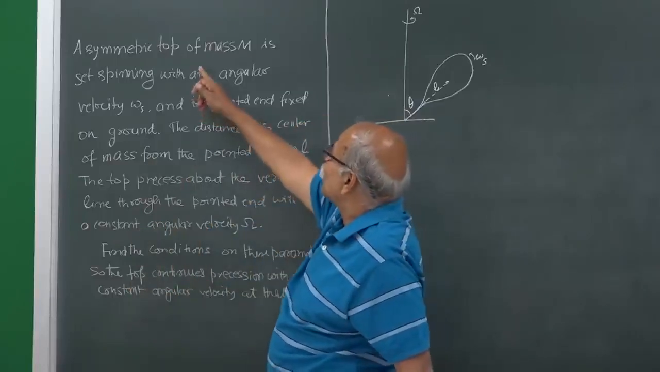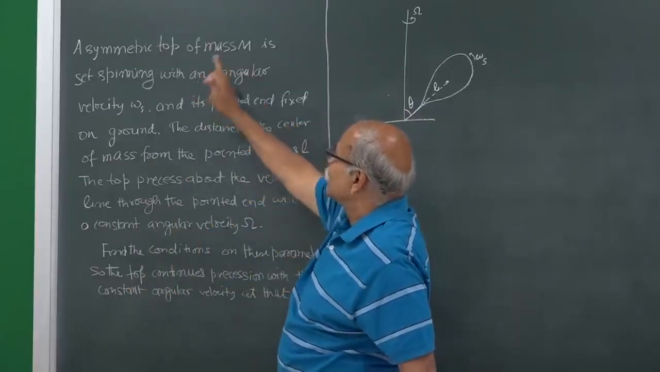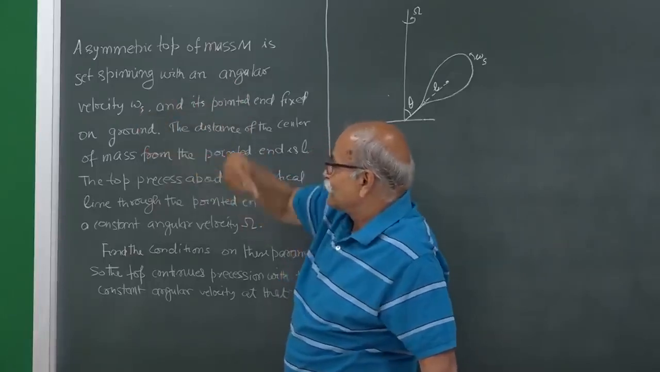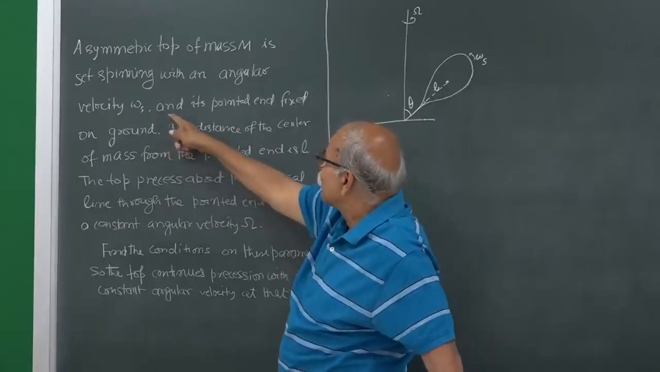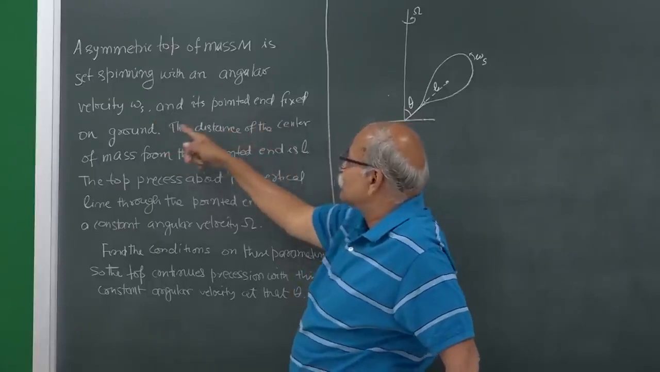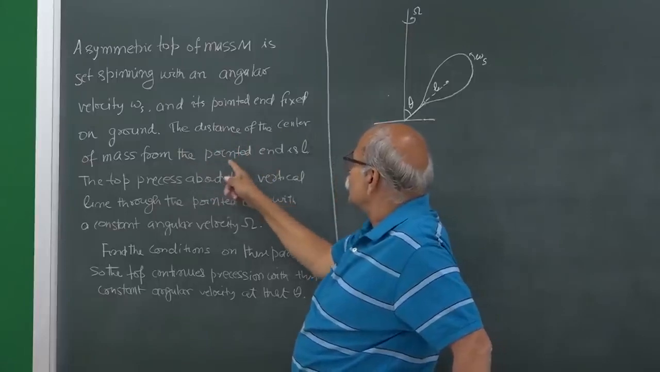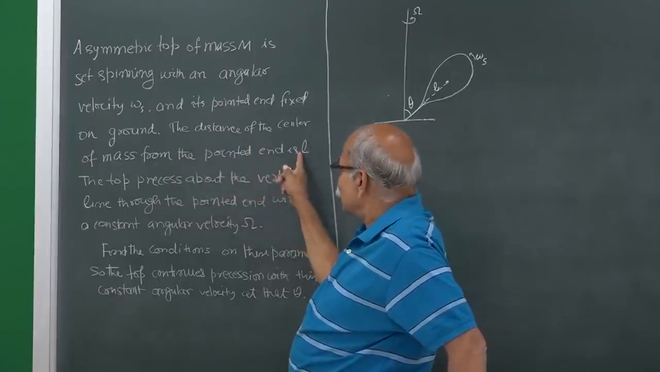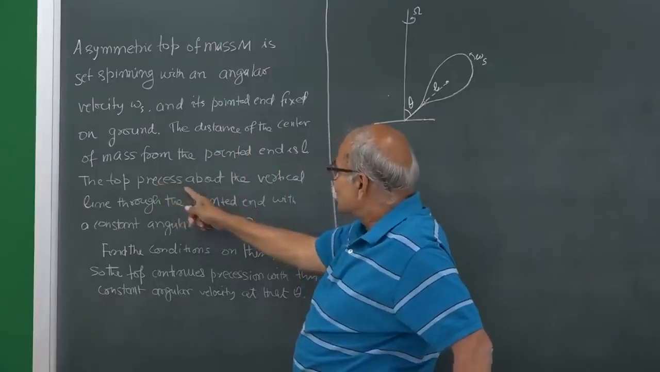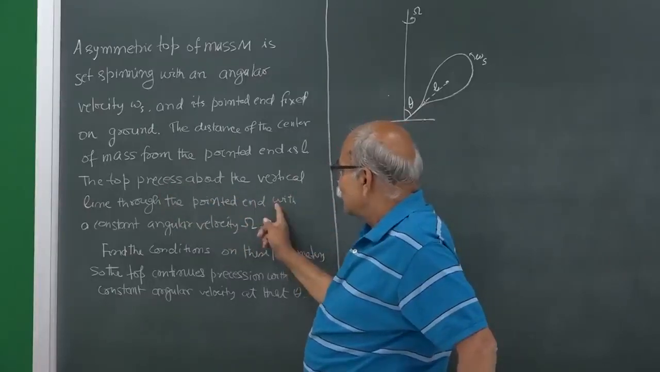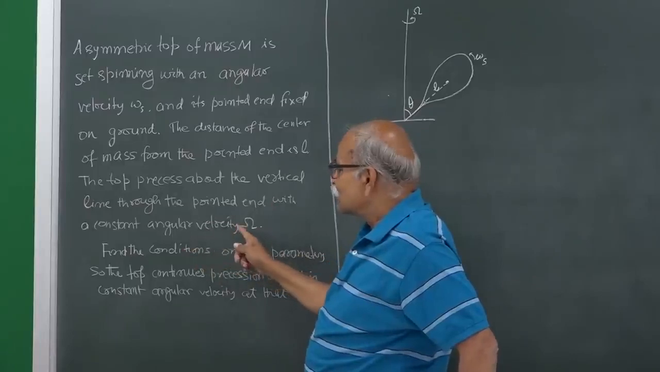So, that is the situation. A symmetric top of mass m is set spinning with an angular velocity omega s. So, that fast velocity, and its pointed end is fixed on the ground. The distance of the center of mass from the pointed end is small l. The top precesses about a vertical line through the pointed end with a constant angular velocity omega.